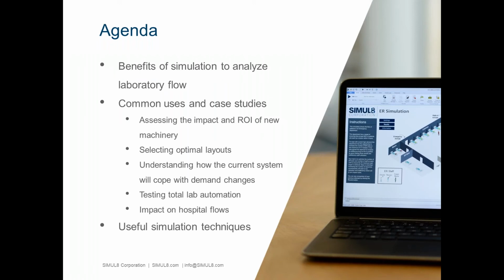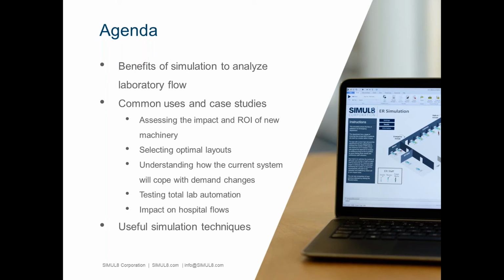So we're going to start by looking at why you should use simulation for a lab, what I've found particularly useful about this type of software. And then I'm going to go through a few common uses. So looking at new machinery, if I add a new machine to my process flow, how is that going to impact queues? How's it going to be utilized? And also how's it going to affect the whole system?